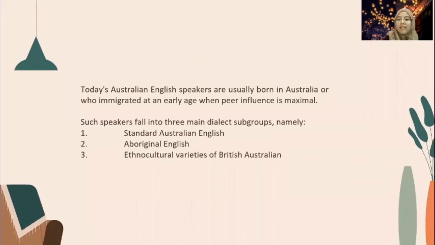Australian English is the dominant dialect spoken by most speakers. It is a permanent marker of national identity, and is used in broadcasting and public life. Aboriginal and ethnocultural varieties are minority dialects that allow speakers to express their cultural identity within the context of multicultural Australia.